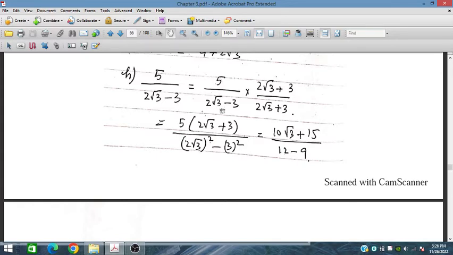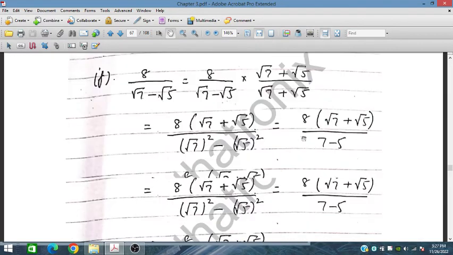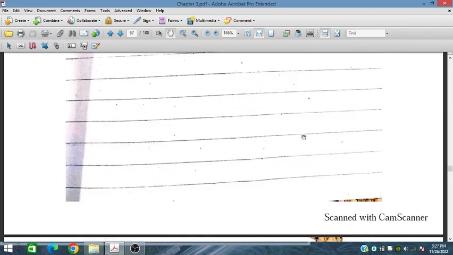Similarly, for this last one, 5 upon 2 under root 3 minus 3, multiply by 2 under root 3 plus 3, a minus b, a plus b. So it becomes a square minus b square. In the numerator it will multiply. So on simplification we get this. So this is all very important.